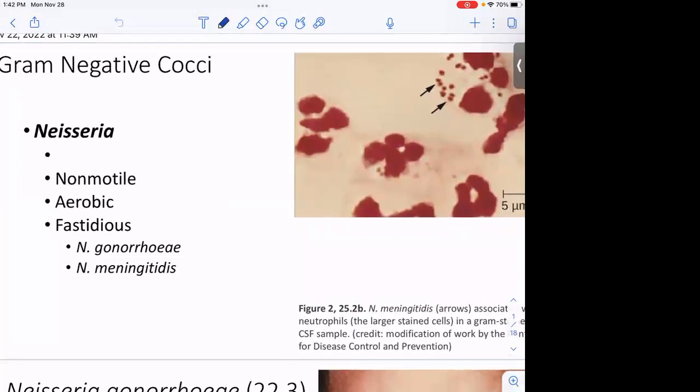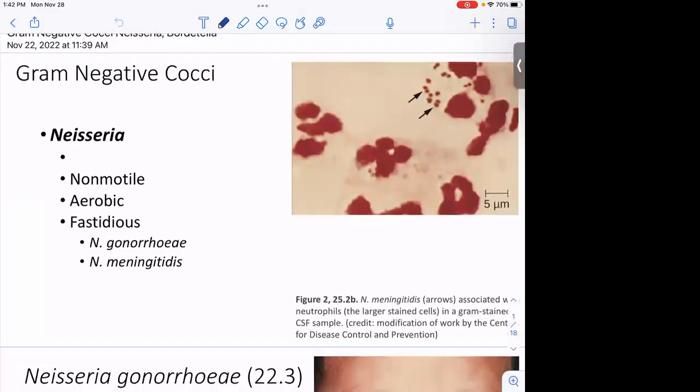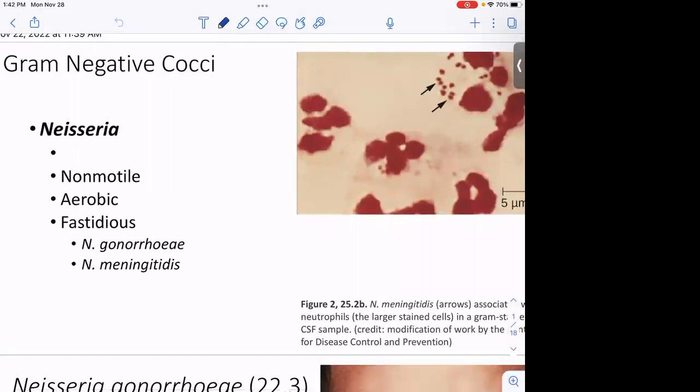All right, well, we'll move on into some gram negatives then. So gram-negative cocci. If you're in lab, you may have noticed that we have not worked with any gram-negative cocci. We've worked with gram-positive cocci, some gram-negative rods, some gram-positive rods too, but we haven't grown any gram-negative cocci.